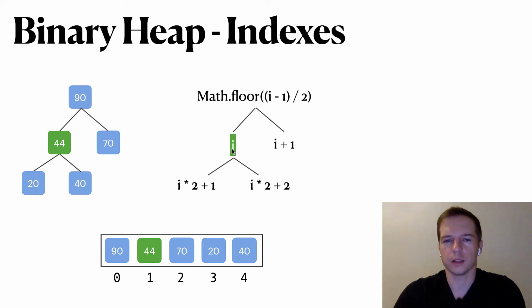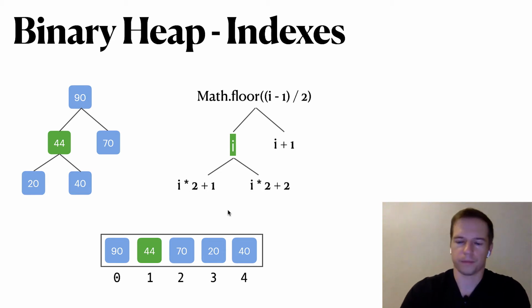The tricky part is to find the index of the parent. The problem is that if we want to find the index of a parent, we also need to calculate it, but there may be two elements that have the same parent. So the formula should handle that, and that's why we use math floor. So what we do, we subtract 1 from our index i, and we divide it by 2. Okay, let's move on.